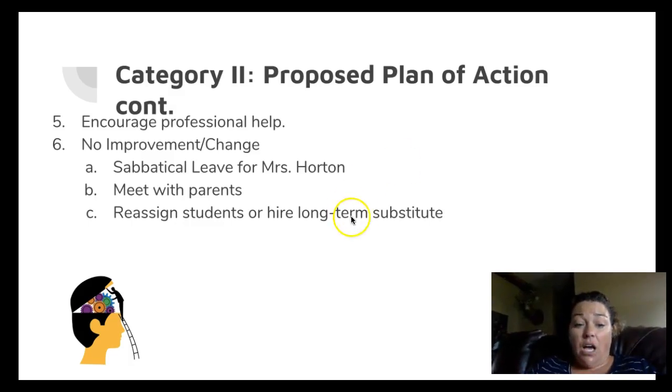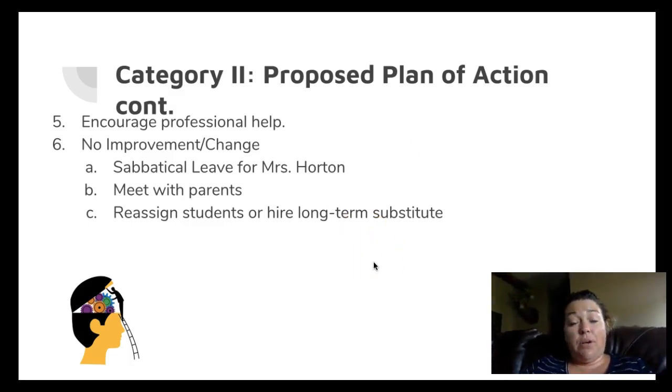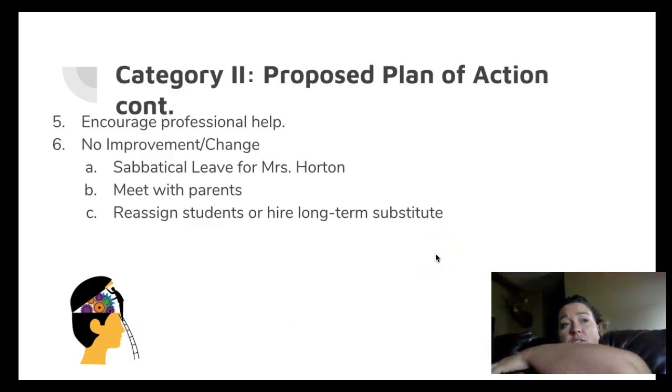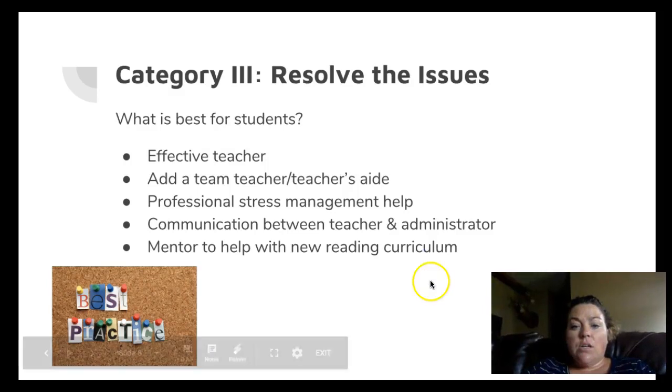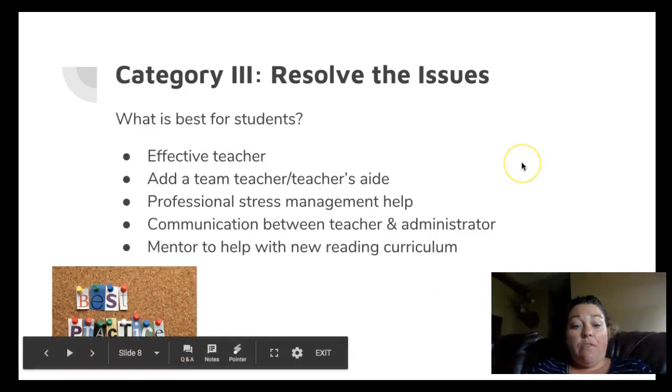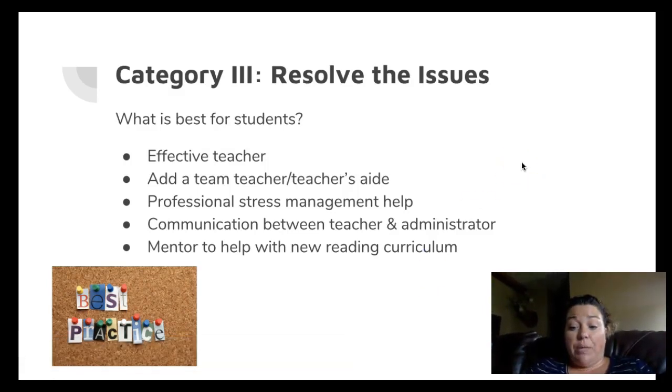And again, I think a lot of this also depends upon what the school's policy is and what kind of policies they have in place. And all of this is contingent, again, on if there's no improvement or change from the previous steps that we have taken. So category 3, resolving the issues based upon what is best for the students.